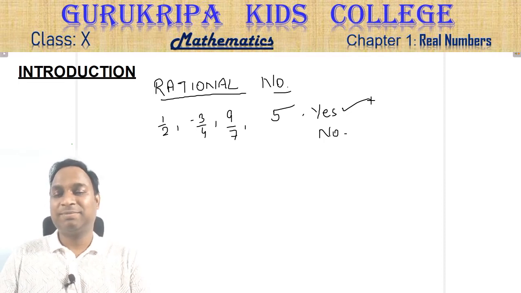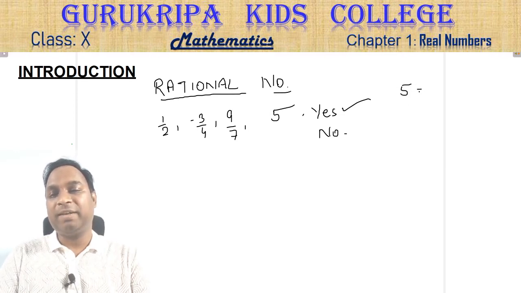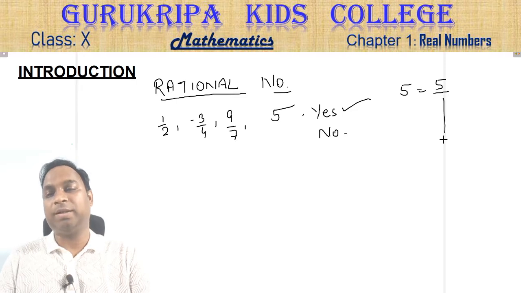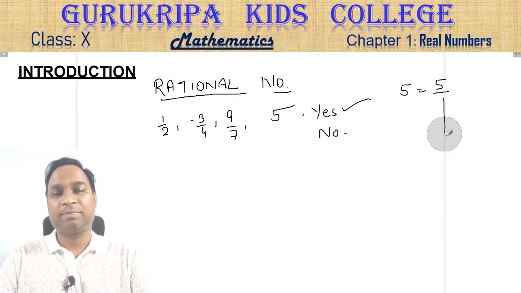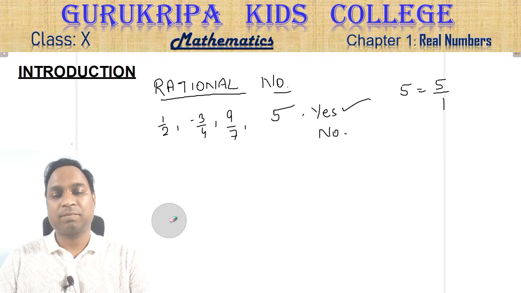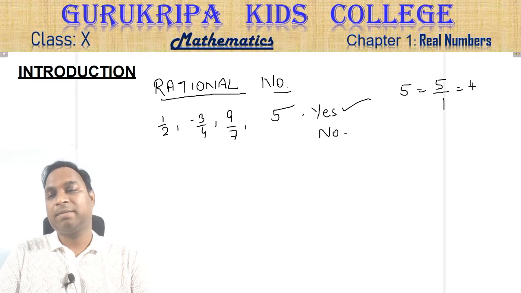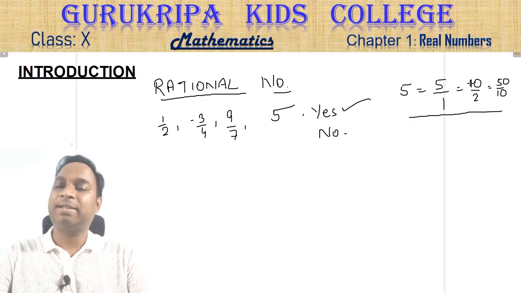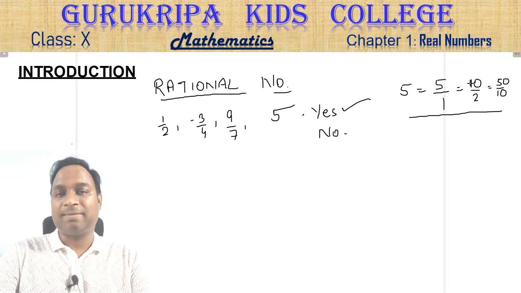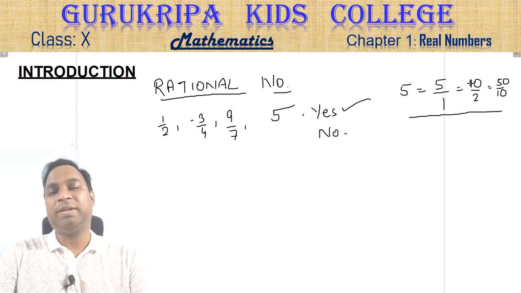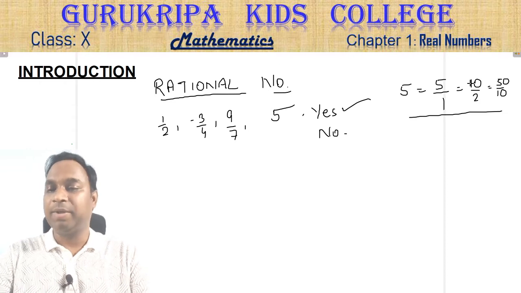Does anybody have any doubts? Yes, you may say this is not in the form of a fraction, but we can write this 5 as 5 divided by 1, isn't it? Or we can also write this as 10 divided by 2, or as 50 divided by 10. All these are fractions and all these are equal to 5. So 5 is a rational number. 5 is a natural number, 5 is a whole number, and 5 is a rational number also.